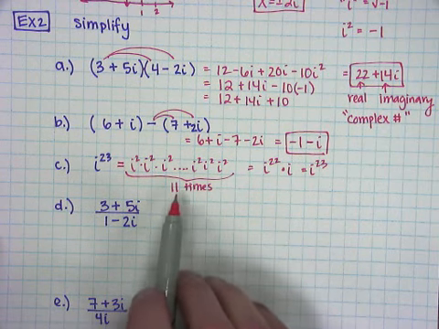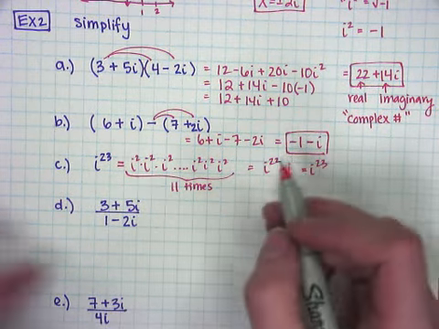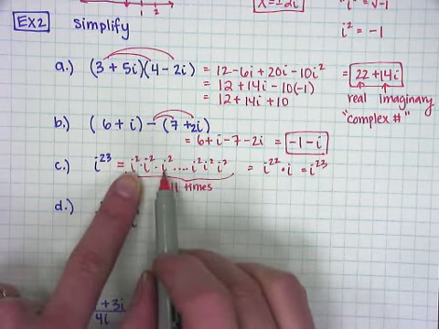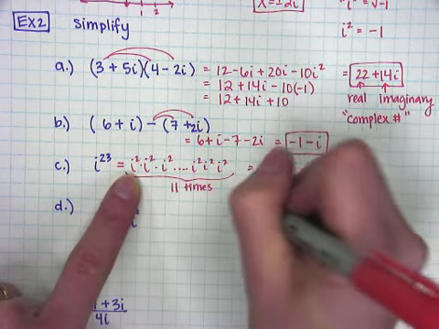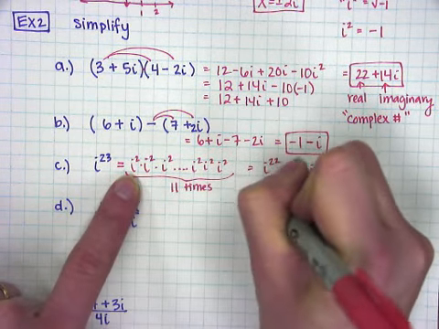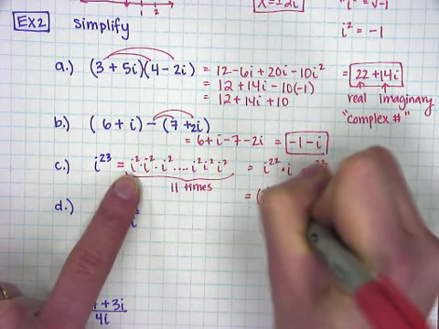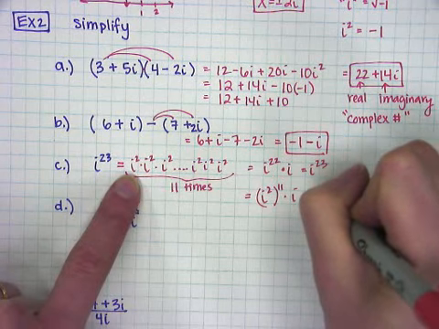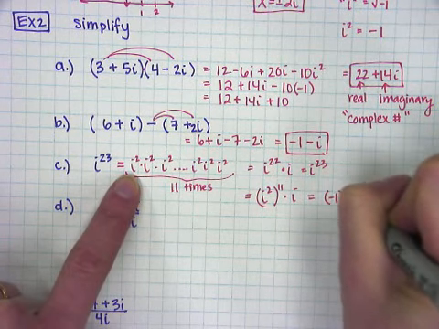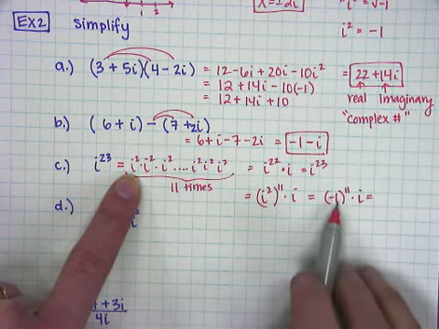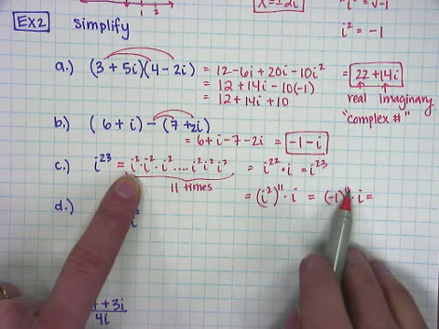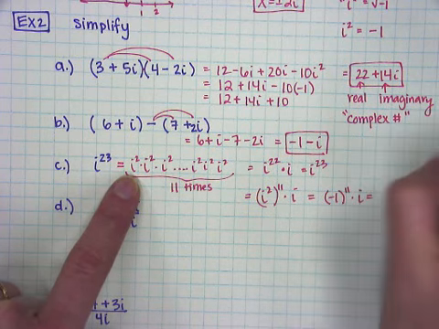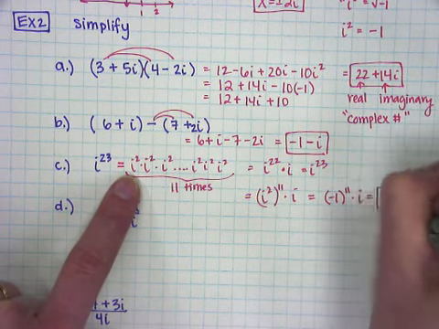Well, since this is an odd number, that means that I'm going to have -1 times -1 times -1 an odd number of times. So that's like saying i squared to the 11th power times i. Well, i squared is -1, so -1 to the 11th times i. And then a negative number to an odd power stays negative, so this would be -i.